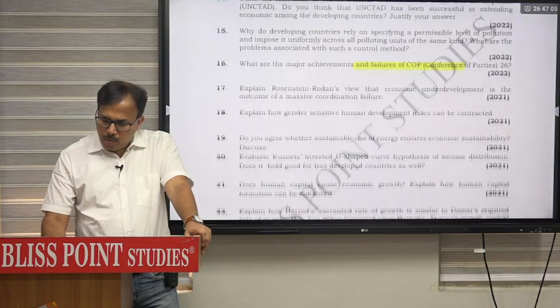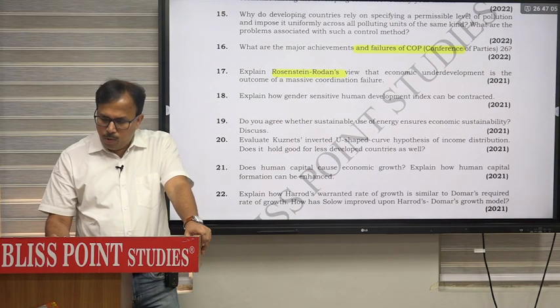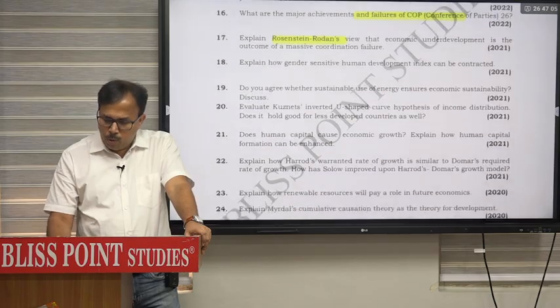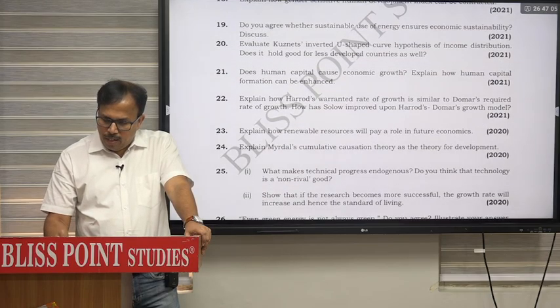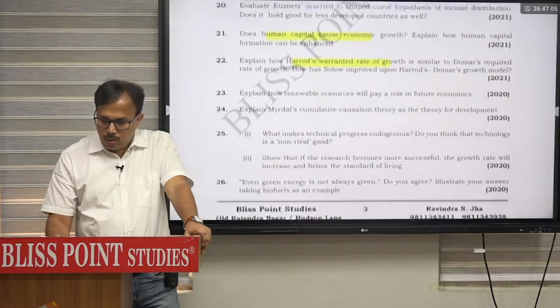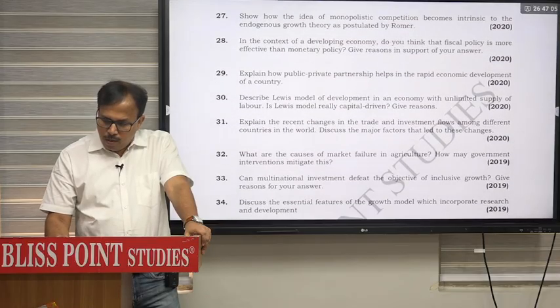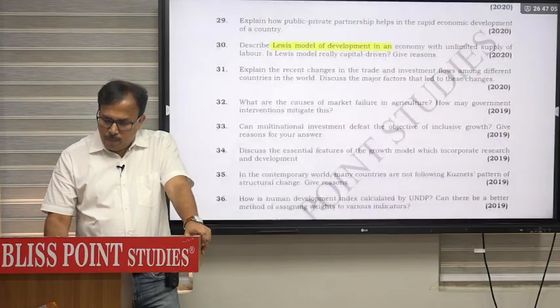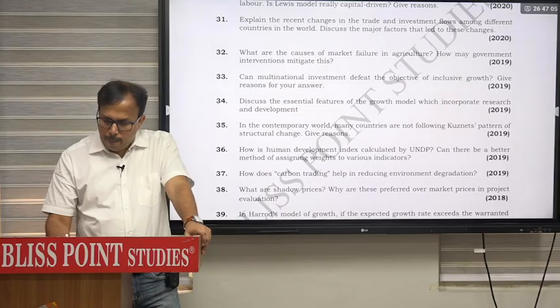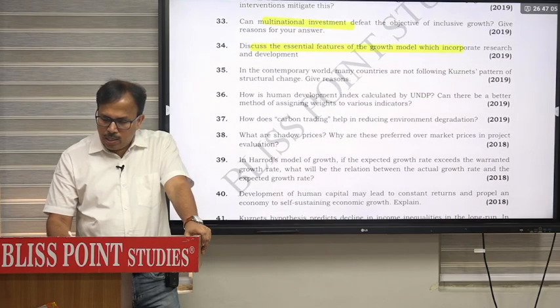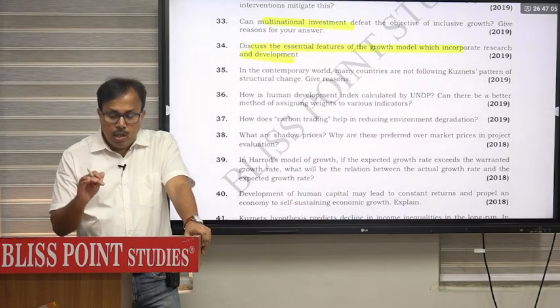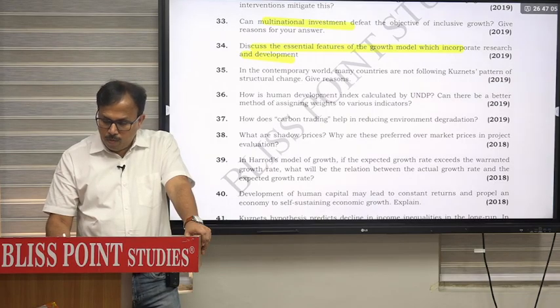This is an environmental economics question, and Ernst and Roden view. So it is the book big push theory. Then Harrod's model again. Human capital, just see the topics that you have mentioned basically. Lewis model again, third time. Multinational separate. We will discuss the essential features of the growth model that incorporates research and development. So this is the endogenous growth model.